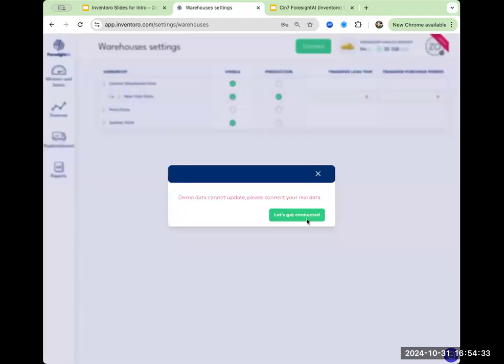What it's going to do, and this is just some demo data, is that now it's going to move from the central warehouse. It has to go through the central warehouse before it can go to the New York store. So like a waterfall, the goods flow that way.